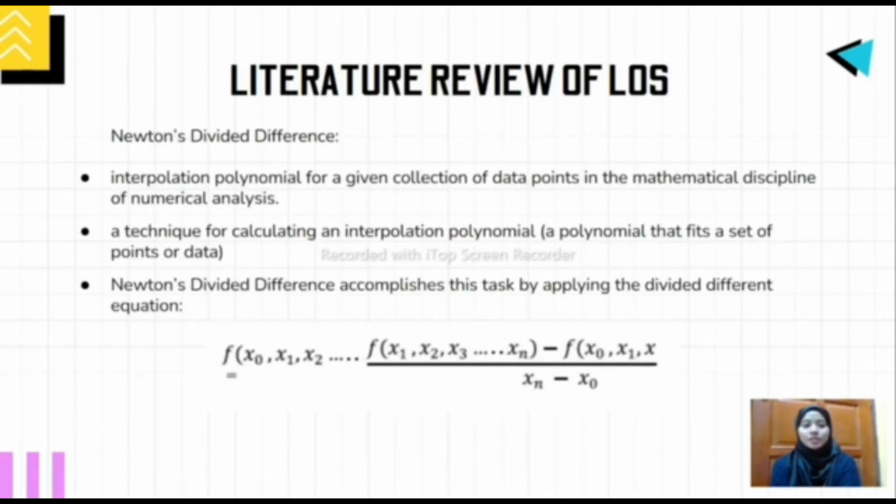Next, Newton's divided difference. The definition of Newton divided difference is an interpolation polynomial for a given collection of data points in the mathematical discipline of numerical analysis. It is a technique for calculating an interpolation polynomial, a polynomial that fits a set of points or data. Newton divided difference can be used by using this formula.